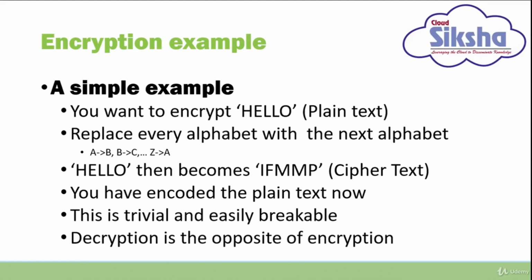So let's take a simple case. I want to replace every alphabet with the next alphabet in the alphabet scheme. That is, if there is A, I replace A with B. If there is B, I replace it with C, and so on. And if it's Z, I replace it with A. So in this case, HELLO will now become IFMMP. So HELLO is called plain text, and IFMMP is called ciphertext. So this is the basis of encryption.